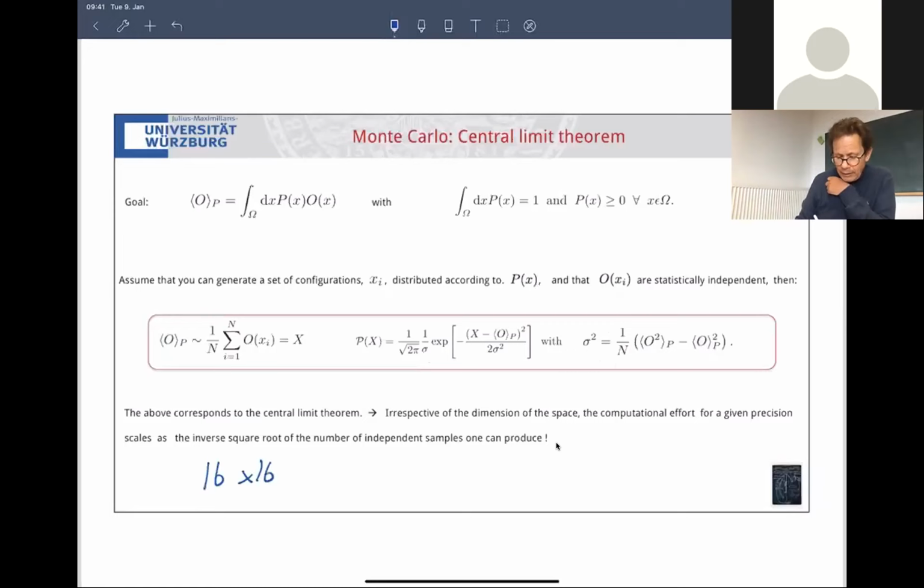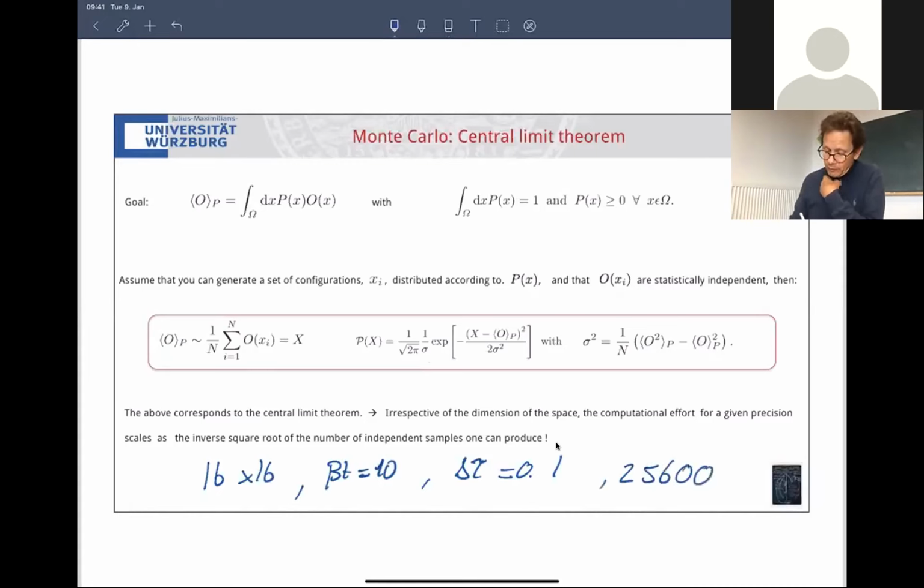So to give you an idea, if I take a Hubbard model on a 16 by 16 lattice, right? And let's say beta t equals 10, and a finite imaginary time step of 0.1, then I have 256, 25,000 Ising spins. So that will give me a dimension, basically the number of configurations, of 2 to the 5,600. That's typically what you will do with the ALF.